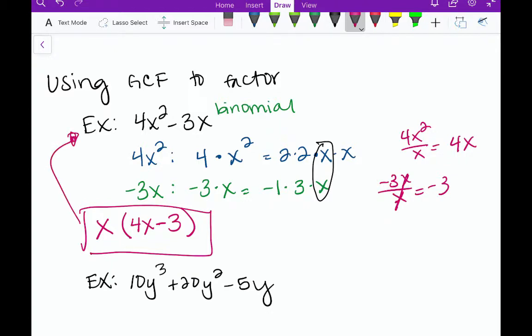Okay, we didn't solve anything, we just factored it. And then what I can do is I can check my answer. So if I multiply this, what do I get when I multiply? X times 4x is 4x squared. We just studied that. X times negative 3 is negative 3x, which is indeed what I started with. Therefore, that is correct. So you can very easily check your work on these and not have to ask someone if you're doing it right. You just need to multiply it back out and see if you got what you started with.